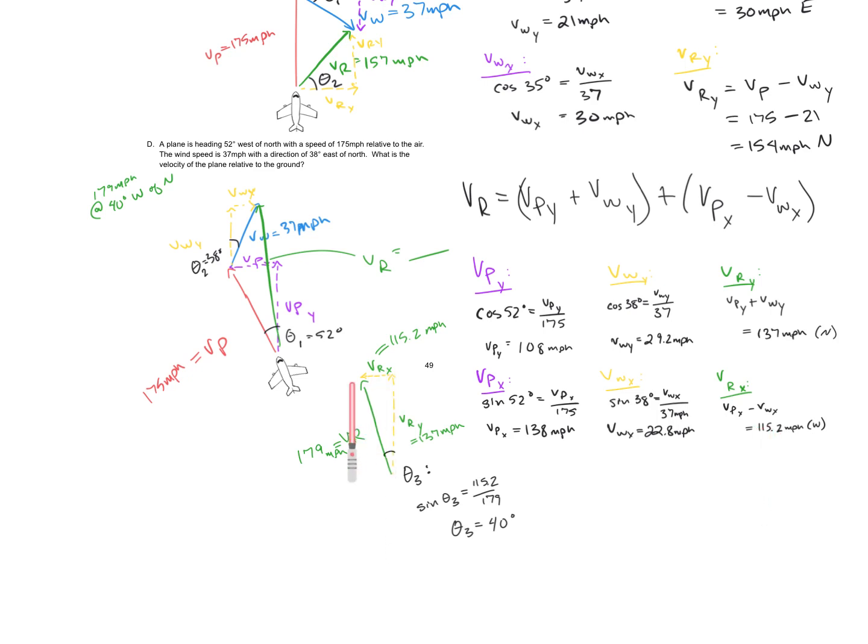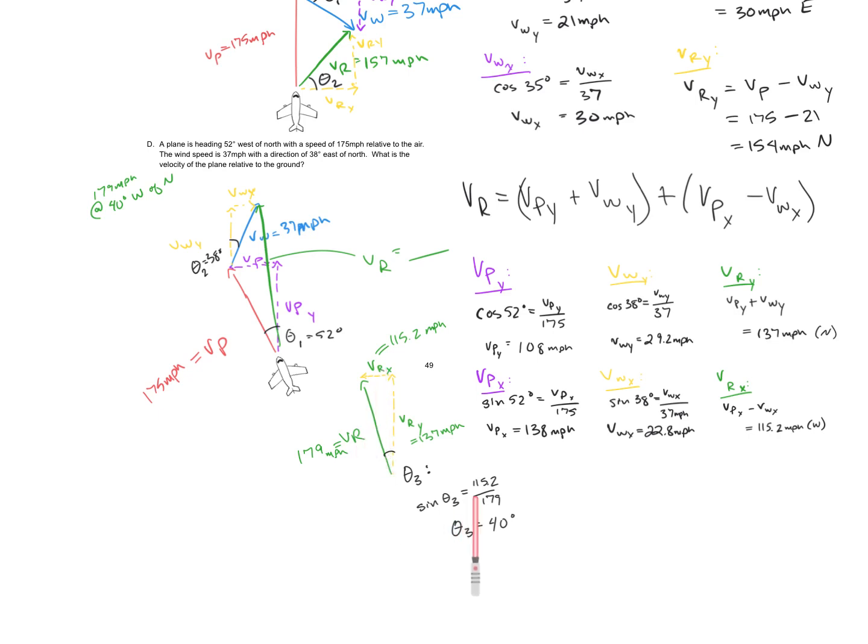When you use those magnitudes, you can use the Pythagorean theorem to determine that the resultant vector is 179 miles per hour. After you've determined the magnitude, now you know the length of all three sides, 137, 179, 115. If you're trying to determine the direction that this vector travels at, you take the sine of this angle. I pick sine, but you could pick any angle and any trig function. The sine of this angle is 115.2 divided by 179.